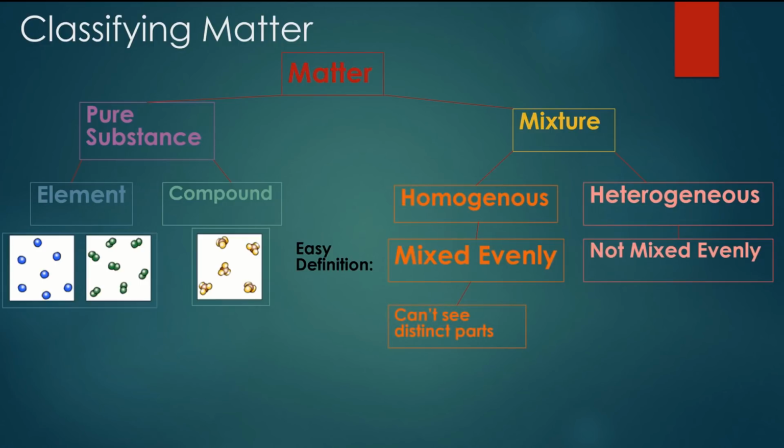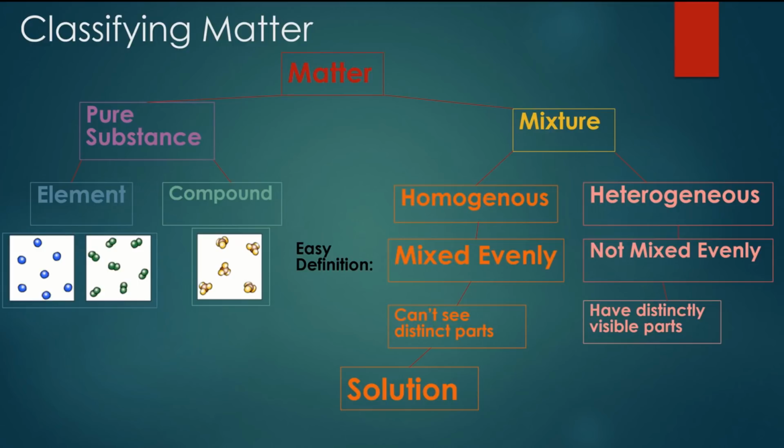In a homogeneous mixture, you can't see the distinct parts. Think of a saltwater solution. You can't see the salt mixed in with the water. In a heterogeneous mixture, you have visibly distinct parts, and you can see them. Think of a salad. A salad could be mixed evenly, but you can still see the distinct parts. You can see the leaf of lettuce, the slice of tomato, the piece of cheese. So a salad would be a heterogeneous mixture, even though it is still perhaps mixed evenly.